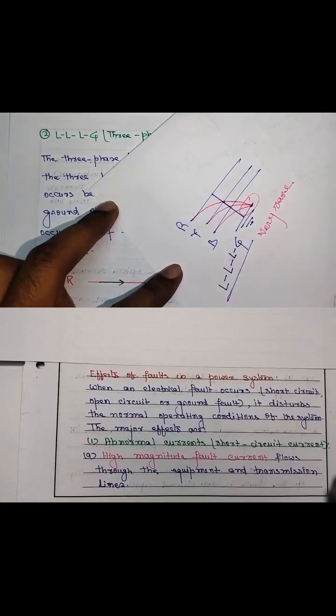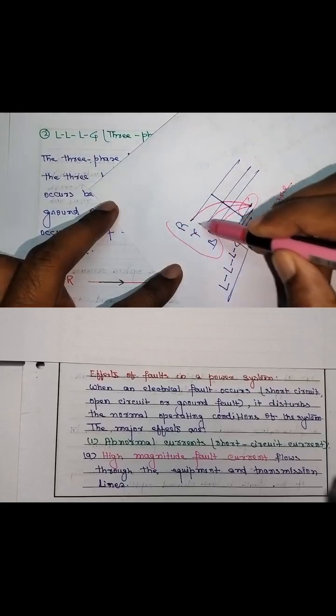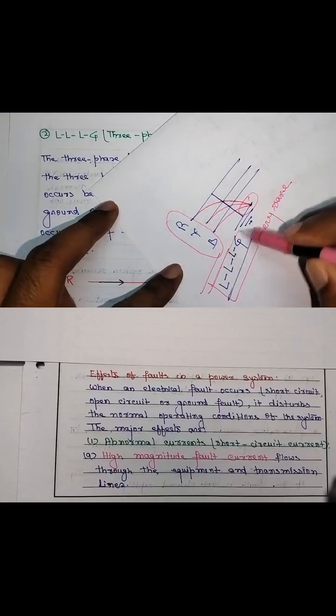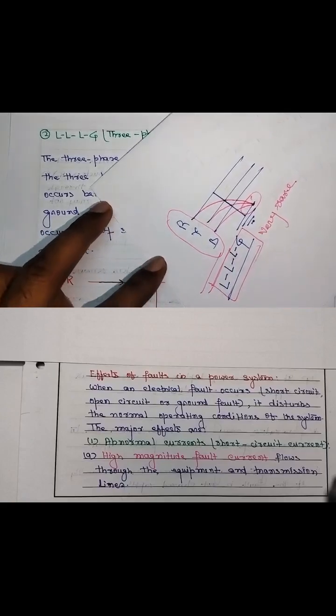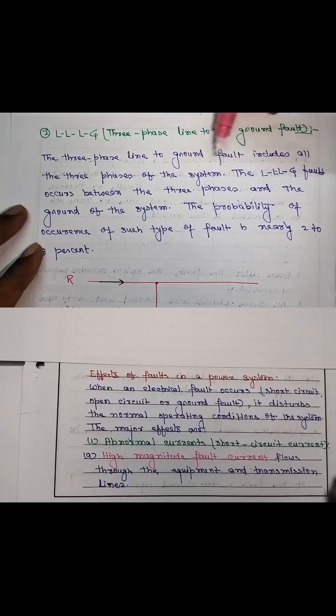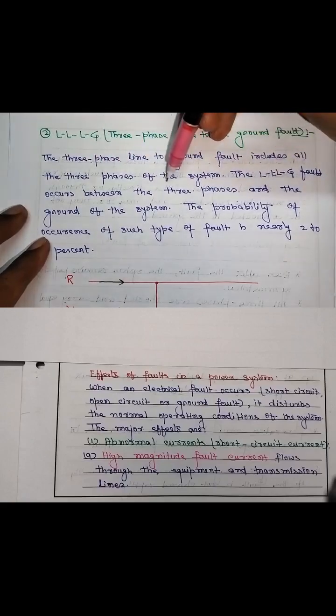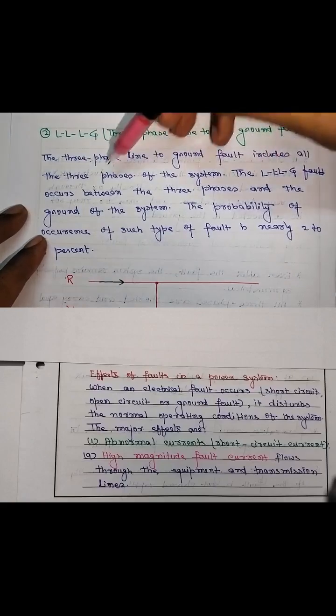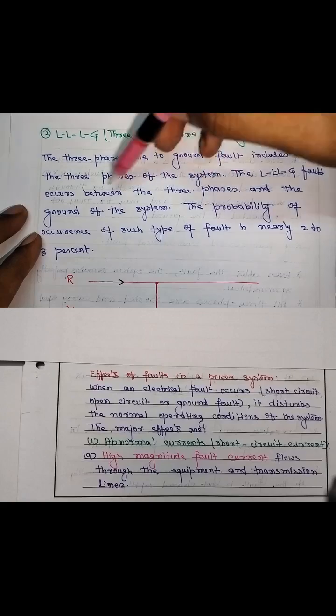This type of fault occurs when all three conductors R, Y and B come in contact with the ground simultaneously. I have written here: a three-phase line to ground fault includes all three phases of the system. The fault occurs between the three phases and the ground of the system.